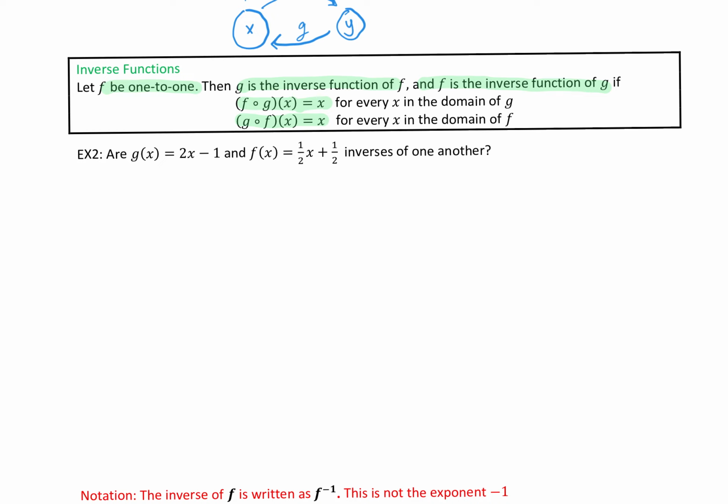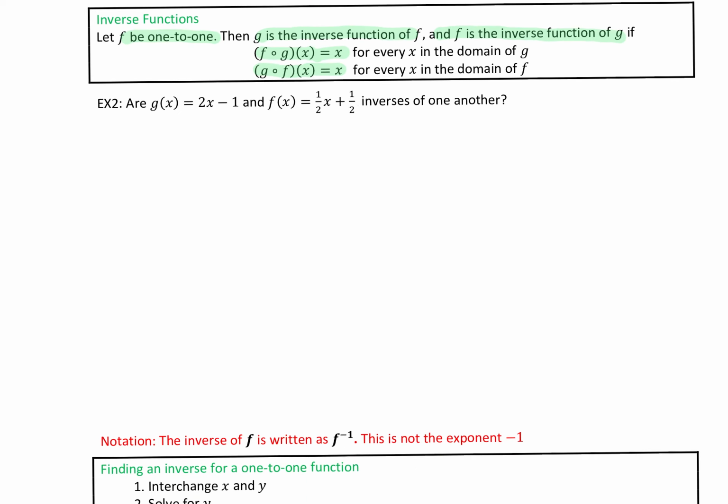Now let's try out that definition. Example 2. We want to check to see if g and f are inverses of one another. So all we have to do is compose them in both directions. Let me do f of g first.